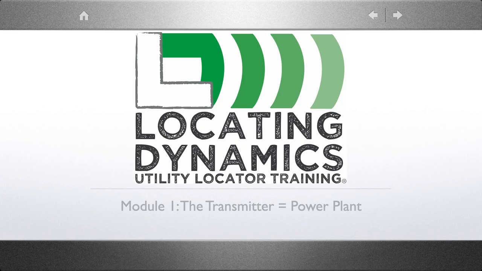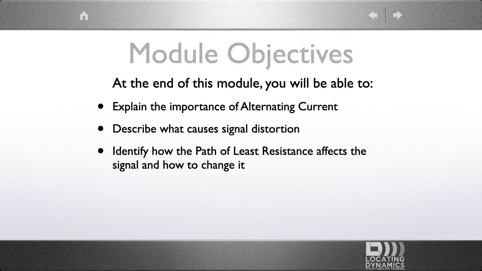Module 1. The transmitter is the power plant. Module objectives. At the end of this module, you will be able to explain the importance of alternating current, describe what causes signal distortion, identify how the path of least resistance affects the signal and how to change it.